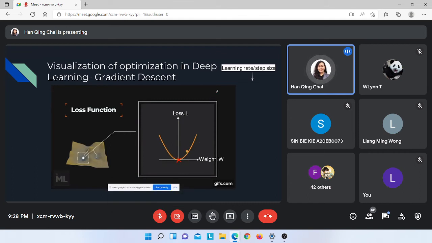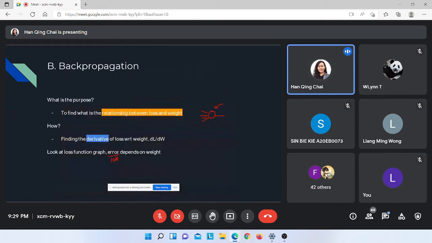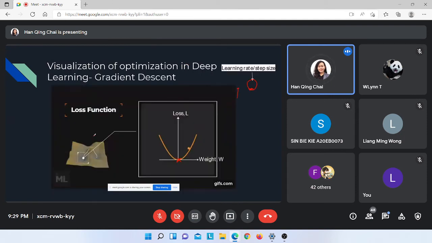So first of all, we're going to learn about something called the learning rate, and this whole new weight that we're going to adjust. So this one is the old weight. This one is something we are going to call the learning rate or the step size, which will be discussed later. And lastly, this one is the one that we discussed about, right? The gradient, the derivative. This actually represents the gradient of this graph.